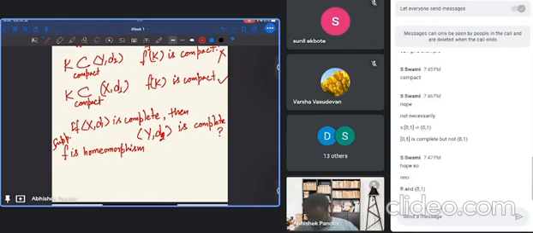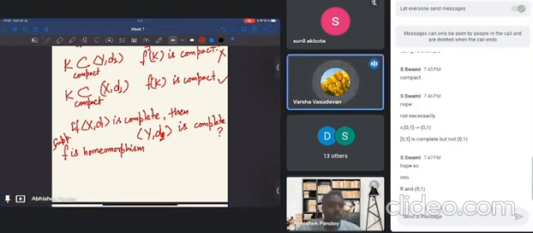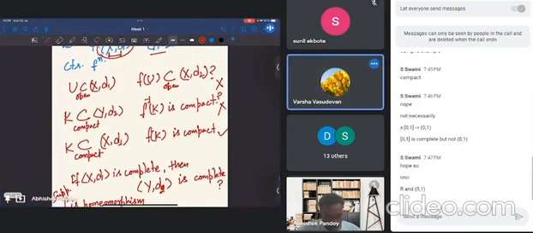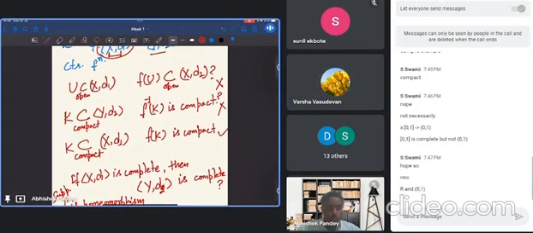Okay. Now what is the next thing? Next question is. Excuse me, sir. Yes. Can you explain the first part by giving some example? First part of the question. Which first part? Okay, it means image of an open set is open. This you want? Yes.